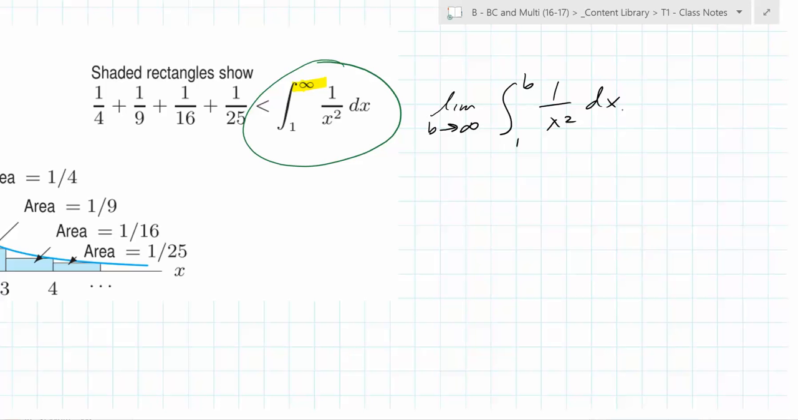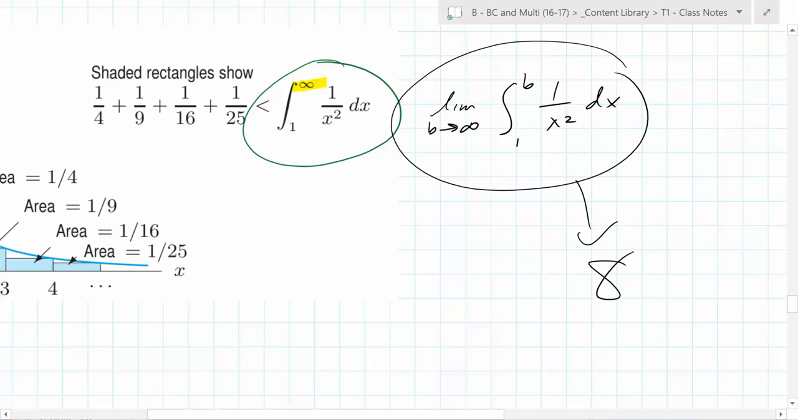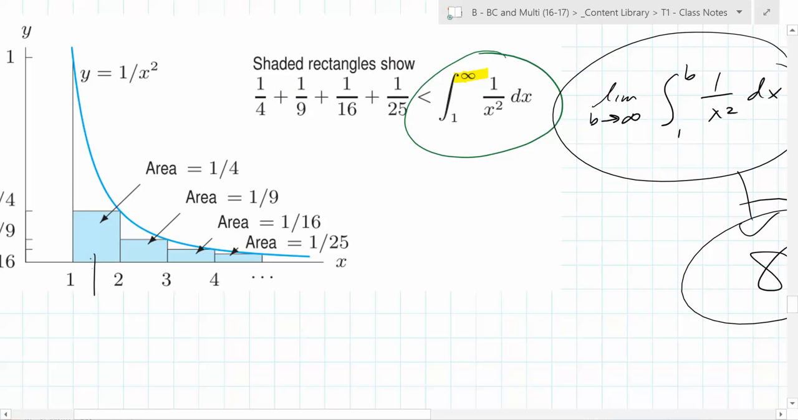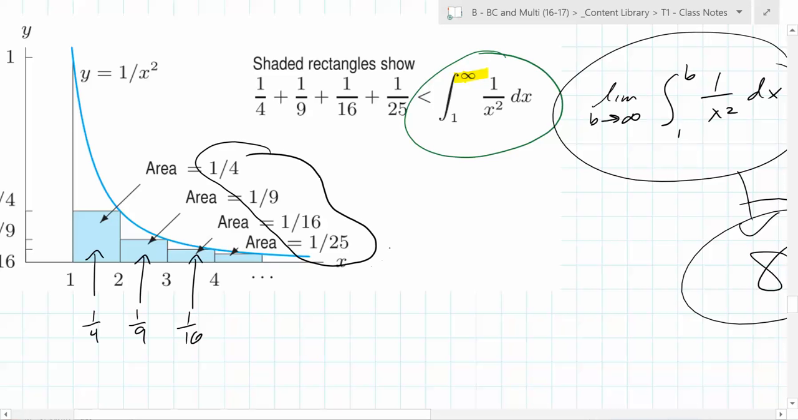So here's the thing. We're not going to evaluate this right now, but let's say we did some magic on this and we got the number 8. I'm just making that up, everybody. That is totally made up. But here's the thing. What's the area of this rectangle right here? 1/4. What's the area of this one? 1/9. What's the area of this one? 1/16.